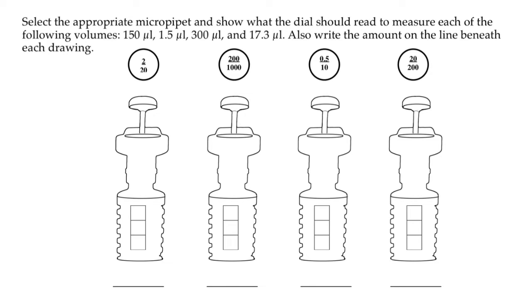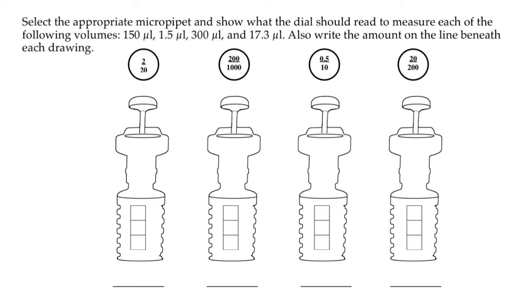how to set and read micropipette. And here's a question. Select the appropriate micropipette and show what the dial should read to measure each of the following volumes. Also write the amount on the line beneath each drawing. As you see, on top of each micropipette we have a volume or range of volumes with which this particular micropipette can work. For example, this one can work from 2 to 20 microliters.